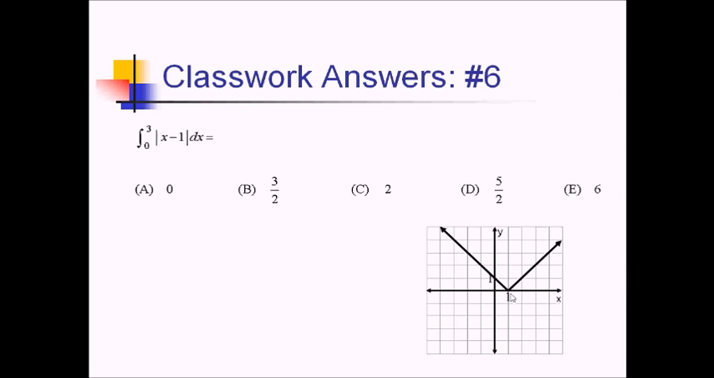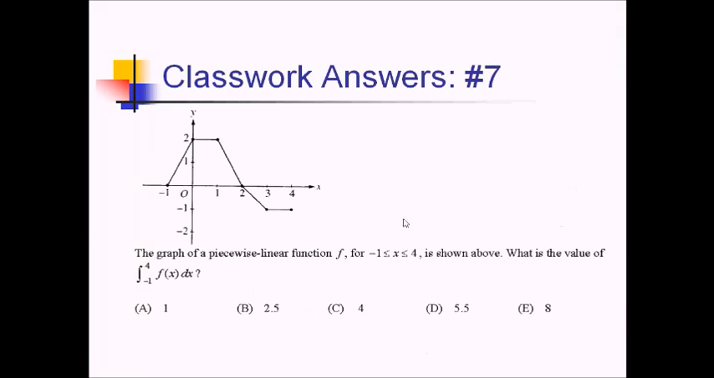Now we want the area between 0 and 3, so that's 2 triangles. For the area of the first triangle, we've got 1/2 times the base of 1 times the height of 1. For the second triangle, we've got 1/2 times a base and height of 2. So this is going to be 1/2 plus 2, which is 2.5, or 5/2. Choice D.